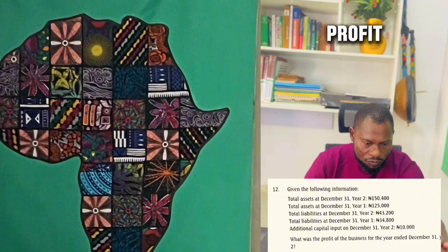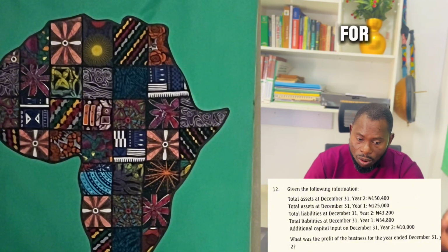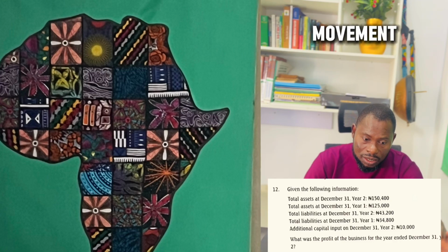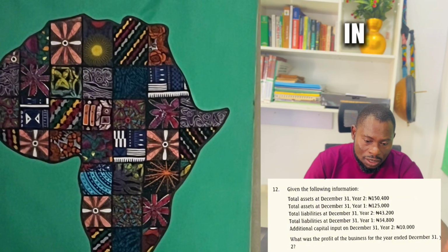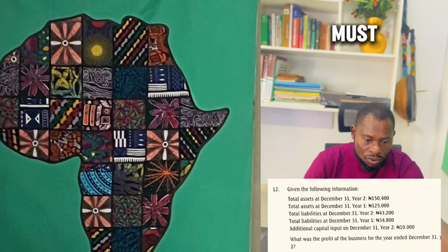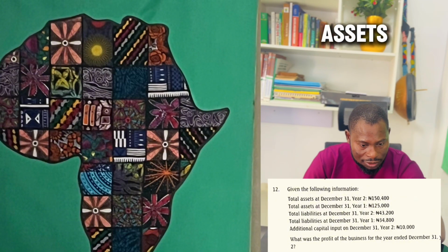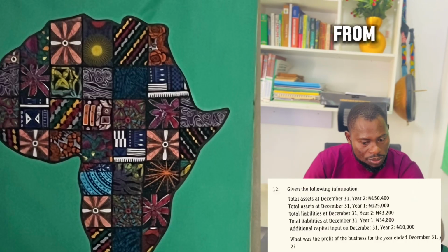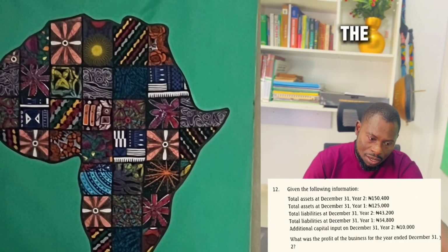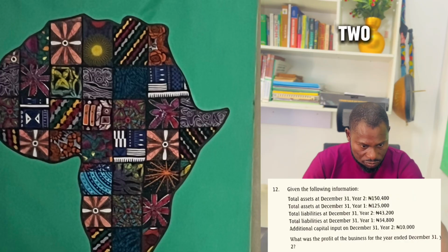So what was the profit of the business? They are looking for the profit of the business. Profit of the business is what we are looking for. Now we have assets for 2 years. It means there was a movement in assets. Movement in asset means you must have bought fresh assets. So from year 1 to year 2, remember that the closing value at the end of year 1 is the opening for year 2, isn't it?